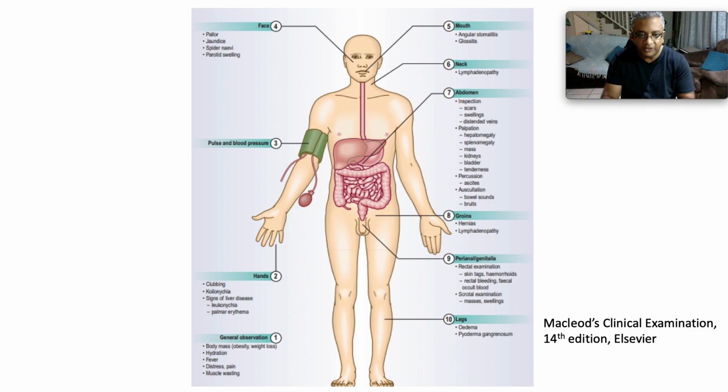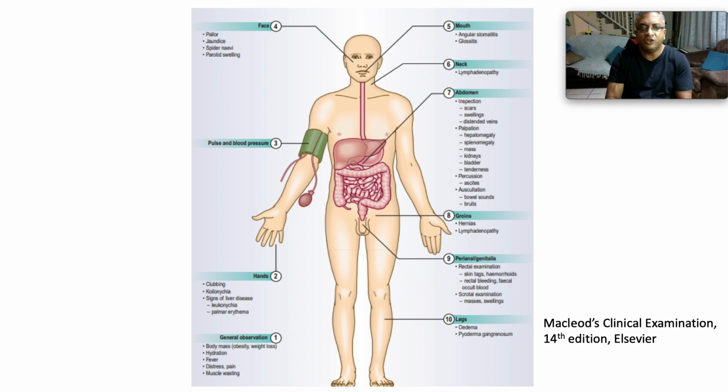Just observe the patient for their body mass in terms of obesity or weight loss, cachexia. Look at the state of hydration, whether the patient's pyrexial, if they're in obvious distress or pain, and any obvious muscle wasting. Then when you get to the hands, you're looking for clubbing and koilonychia, which speaks to iron deficiency mostly. Signs of liver disease we'll be talking about, like leukonychia, palmar erythema, Dupuytren's contractures, etc. Then as you go up on the arm, you want to check the pulse and the blood pressure.